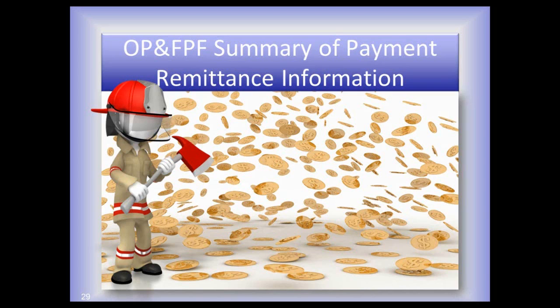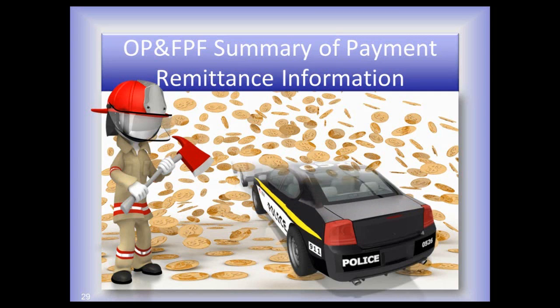This includes all payments associated with the OP&FPF web and electronic reporting as well. In addition, employers are requested to submit the Summary of Payment Remittance Information form with all other payments made to OP&FPF, including accrued liability payments, the payment of employer contributions and penalty payments. This helps to ensure that all payments received by OP&FPF are timely and accurately processed.